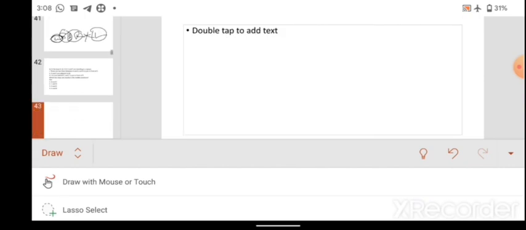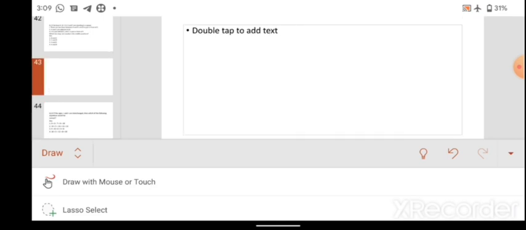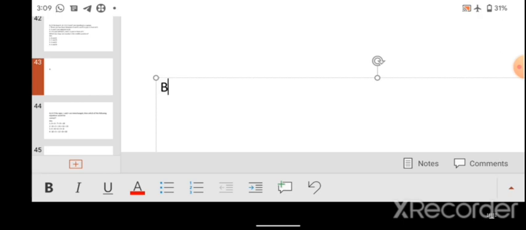Okay, so let's solve this question. 6 boys A, B, C, D, E and F are standing in a queue. 2 boys are between B and D, and D is just in front of E. So there are 2 persons between B and D, right? B, then two persons, then D. How do I denote persons here? Okay, let's do it with an exclamation mark. There are two persons between B and D.